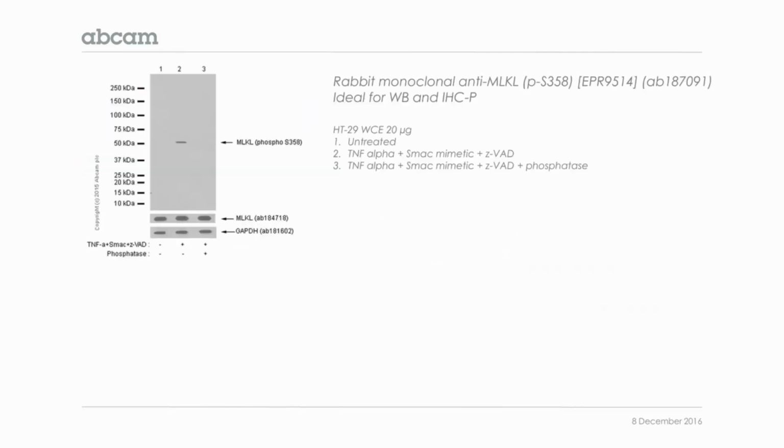So here are some tools you can use to study necroptosis. MLKL activation can be studied using an antibody against phosphorylated serine 358, which is a residue phosphorylated by RIP kinase 3 and is necessary for MLKL dimerization and activation. So here we treated HT29 cells, which is a human colorectal adenocarcinoma cell line, with TNF-alpha, a SMAC mimetic molecule, and zVAD-fmk, as this treatment has been shown to induce MLKL activation.